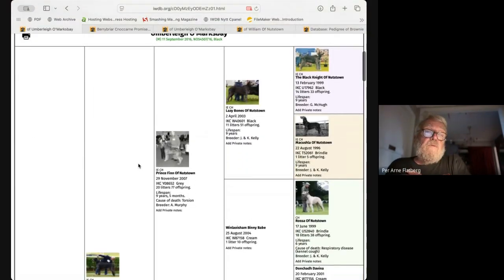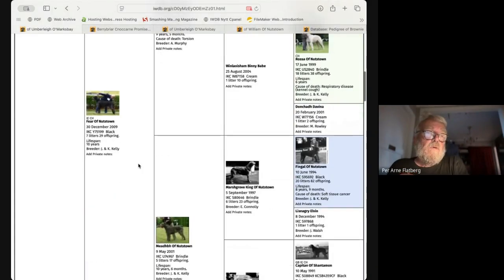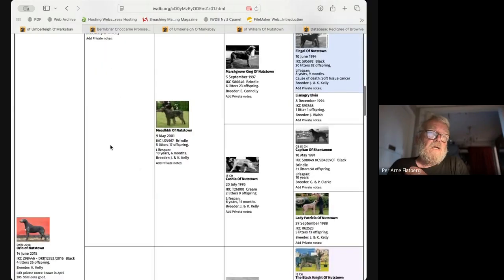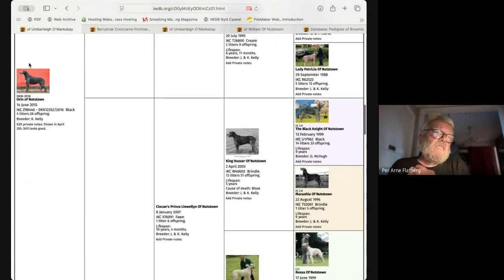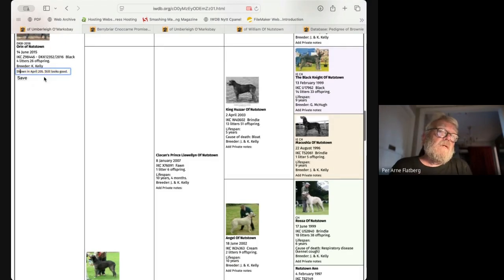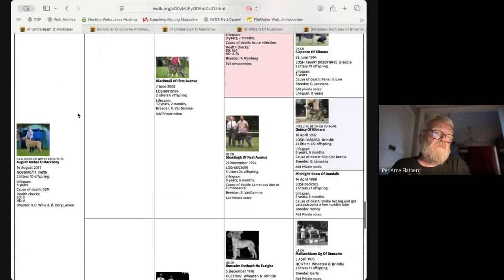Then here we have his main pedigree. I hope you all know how to read the pedigree, but at the top is the sire side, where you have his sire here, Orion of Nutstone, 2025. And then you have the dam side further down here.